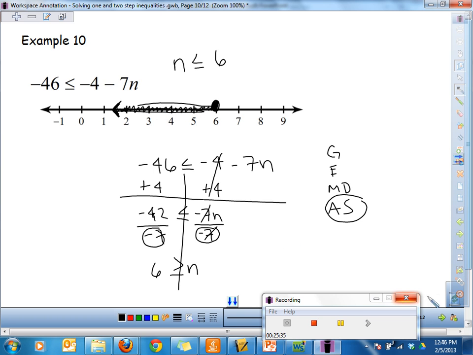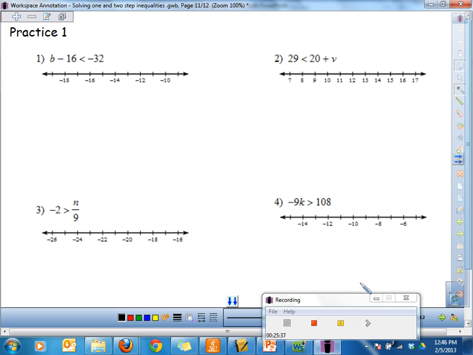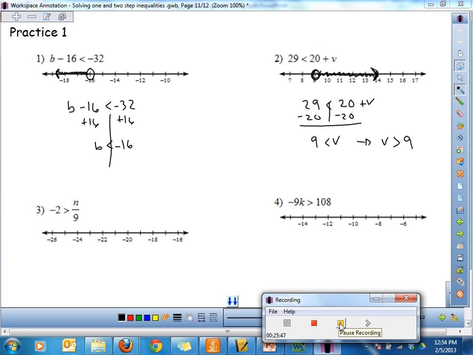Alright, now it's time for some practice. I want you to try these 4 practice problems. Pause the video, try the practice problems, and then press play to see the correct work. Alright, here are the answers to numbers 1 and 2. I want to do numbers 3 and 4 with you on here because it's a little bit tricky.